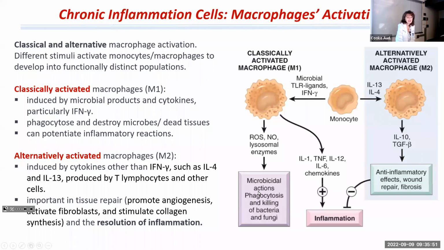pattern, they phagocytose and destroy microbes and dead tissue. Very importantly, they can potentiate inflammatory reaction. The alternatively activated macrophages, that's the M2 one, it's induced by cytokines other than interferon gamma. They're induced by cytokines such as interleukin 4, interleukin 13, produced by T lymphocytes and other cells.